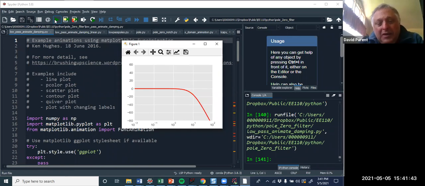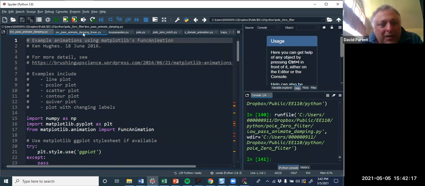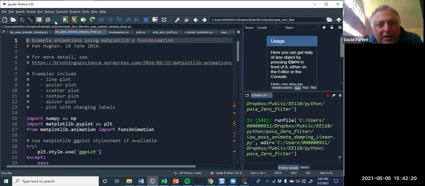So this is just an animation of a low pass filter, and I'm just changing the damping ratio. And you can see that you have a peak in the gain, and then it gets smaller and smaller, and you can almost see two break frequencies right there. All right. But this is a Bode plot version of this. Okay. Now, what would that look like on a linear scale?